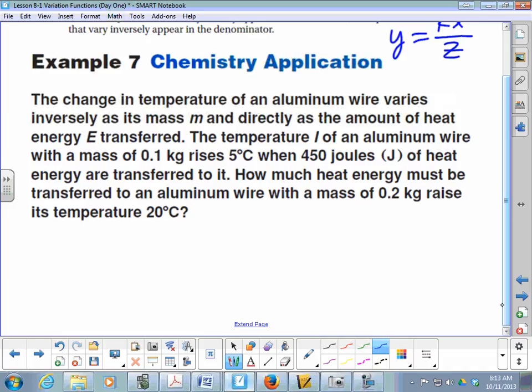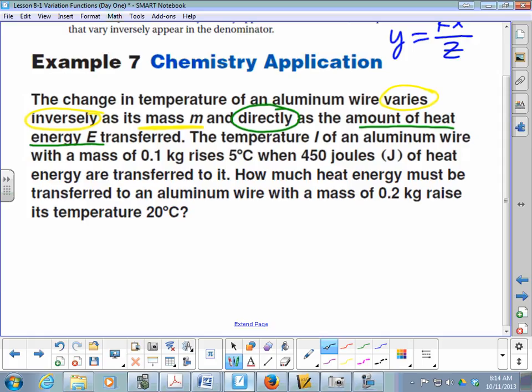The change in temperature of an aluminum wire varies inversely with its mass, and varies directly with the amount of heat energy that's transferred. So we have varies inversely and varies directly. When I set this up, it says the change in temperature of an aluminum wire varies inversely as a mass and directly.